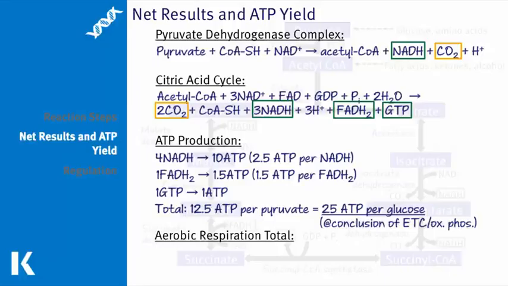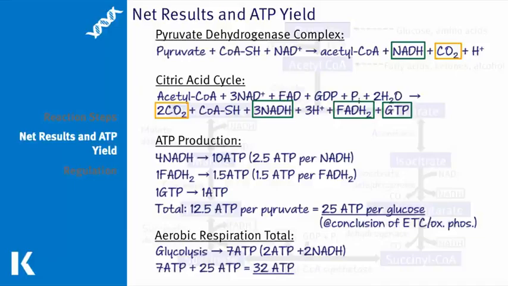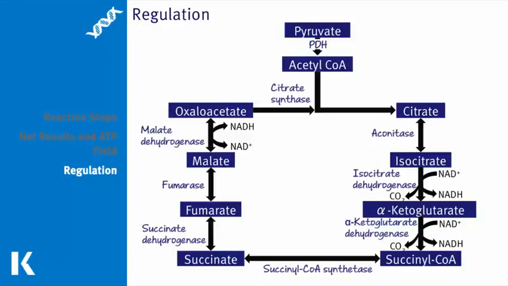From one 6-carbon glucose, there are 2 3-carbon pyruvates produced, making for 25 ATP per molecule of glucose by the end of the electron transport chain and oxidative phosphorylation. Combining in the original glycolysis that split the glucose, which produced 7 ATP total for the 2 ATP directly produced and 2 NADH, that makes a total of 32 ATP. While this can vary slightly from cell to cell, 30 to 32 is a good range to know for test day. Next, we need to look at how the citric acid cycle is regulated.